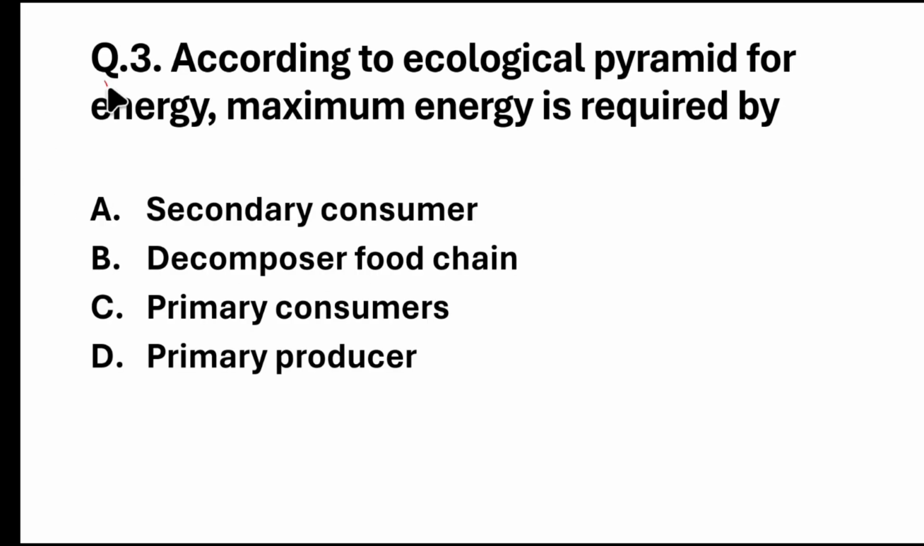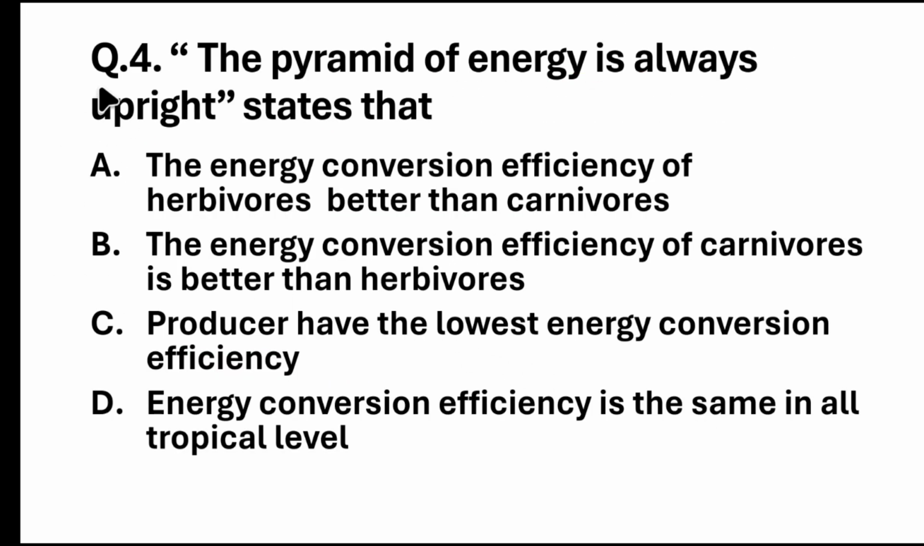Question number 3. According to the ecological pyramid for energy, maximum energy is required by. Answer option D. Primary producer. Maximum energy is required by primary producer according to ecological pyramid of energy. Question number 4. The pyramid of energy always upright states that. Answer option A. The energy conversion efficiency of herbivores is better than carnivorous.